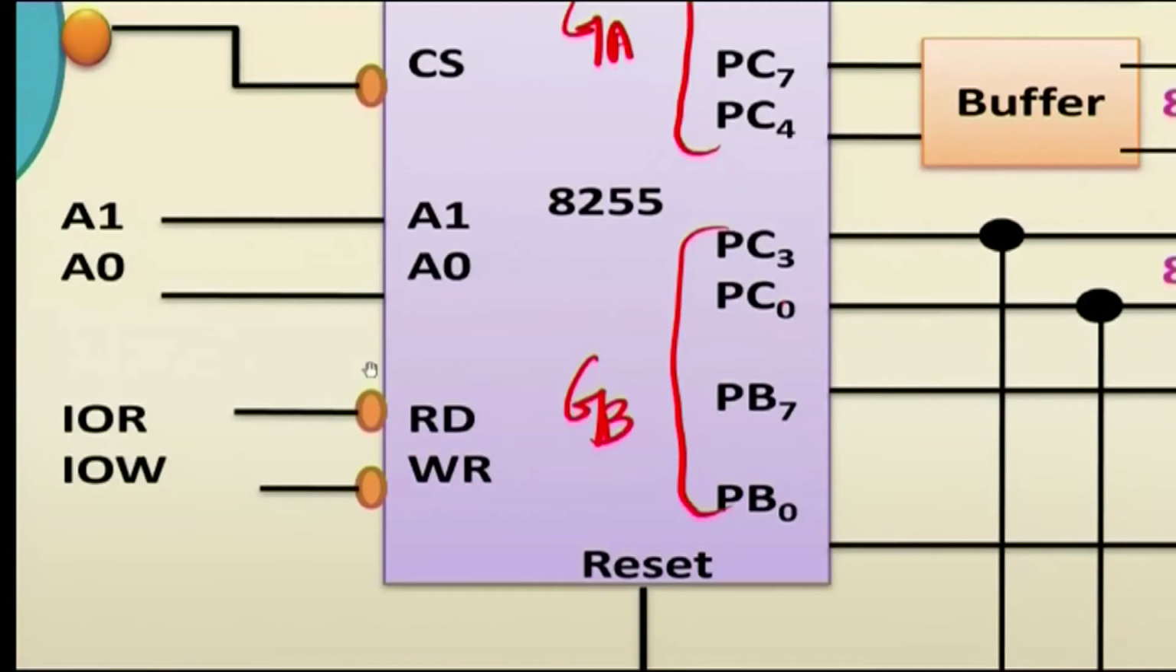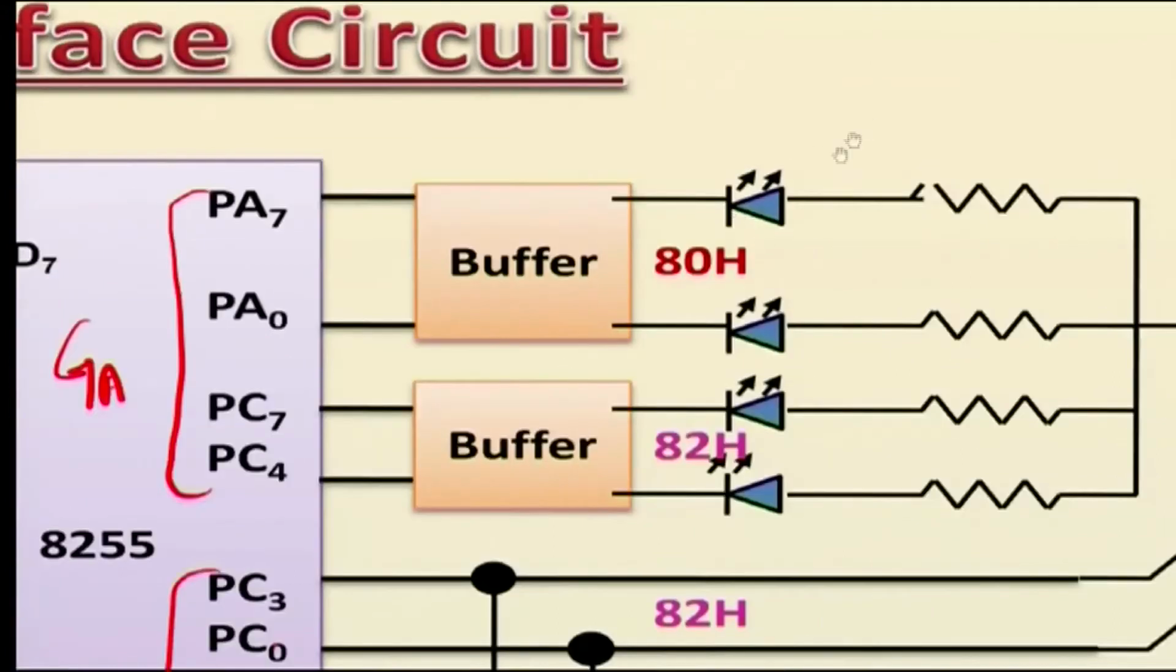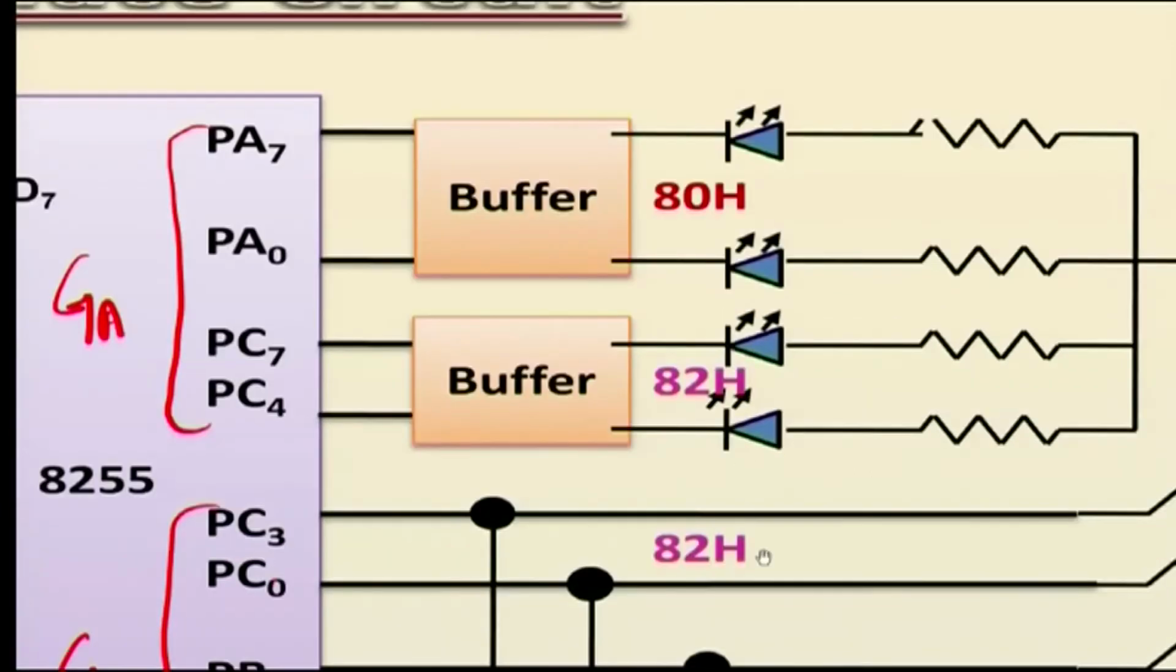The processor is now connected with the peripheral devices, that is why here they are activating the IO read and IO write operations. Here we are considering group A as an output port. For the output port we have to connect LEDs, which are light emitting diodes. Before that they are connected through a buffer, via which the data will be transferred. So, for port A the address is 80, and for port C the address is 82. For port C upper and lower the address is the same. So, the 12 bits are considered as the output port.